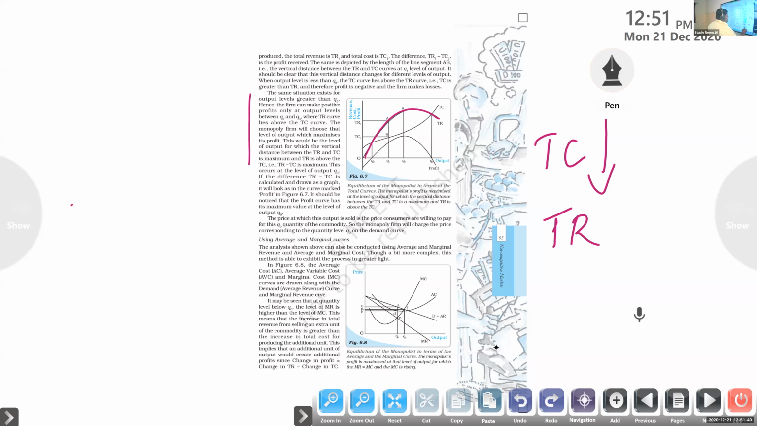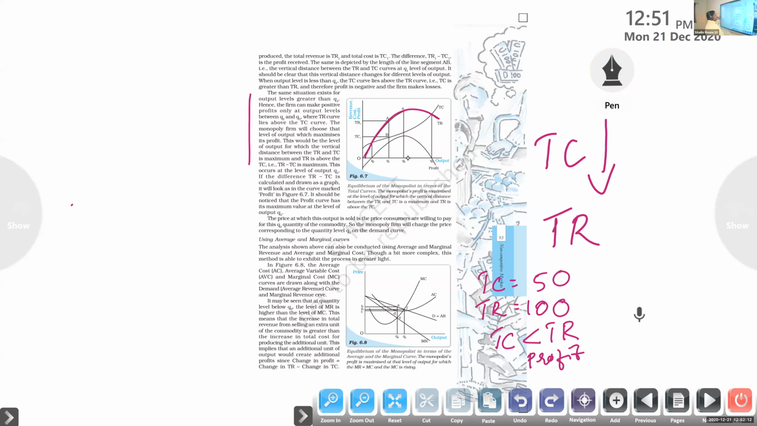So TC is less than TR means profit, right? Yes or no? Profit. If it is the reverse, it means a loss. This would be the level of output for which the vertical distance between the TR and TC is maximum and TR is above the TC, that is, TR minus TC is the maximum. Here you can see it at Q0.